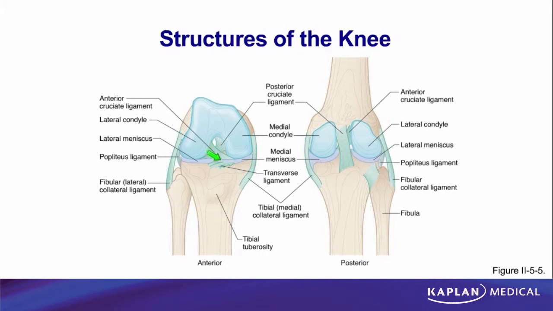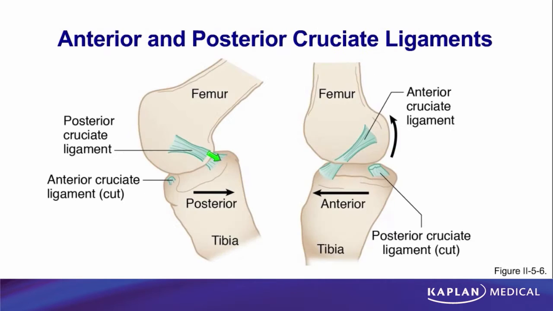To understand how they're working, it's better if we look at it from a lateral view. On this schematic, this is the anterior side of the knee, and this is posterior. Here's the posterior cruciate ligament. The posterior cruciate ligament goes from the posterior side of the tibia to the anterior side of the femur. And the anterior cruciate goes from the anterior side of the tibia to the posterior side of the femur. So the two cruciates are named according to their tibial attachment.